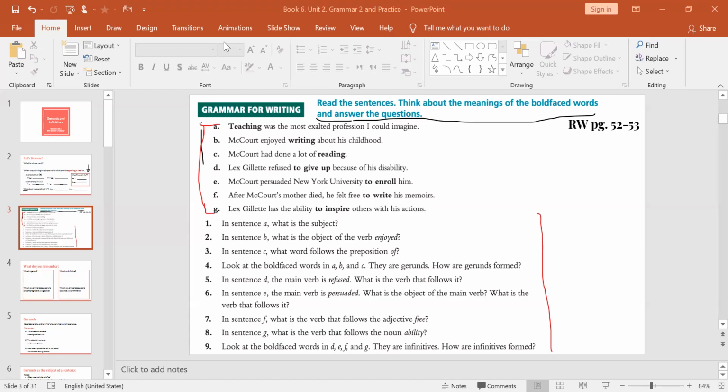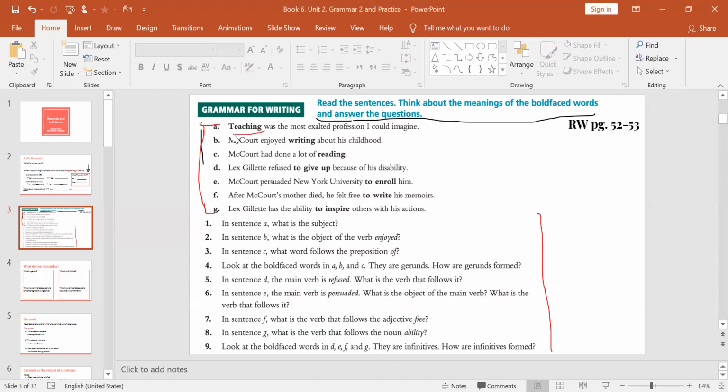Okay, so let's get started. So you should have read the sentences above from A through G. And so now we're going to read each question, and each question will direct our attention to these sentences above, and we'll see what you got, okay? So question 1, it says in sentence A, what is the subject? And so if we go up here, it says sentence A, teaching was the most exalted profession I could imagine. The subject is what?